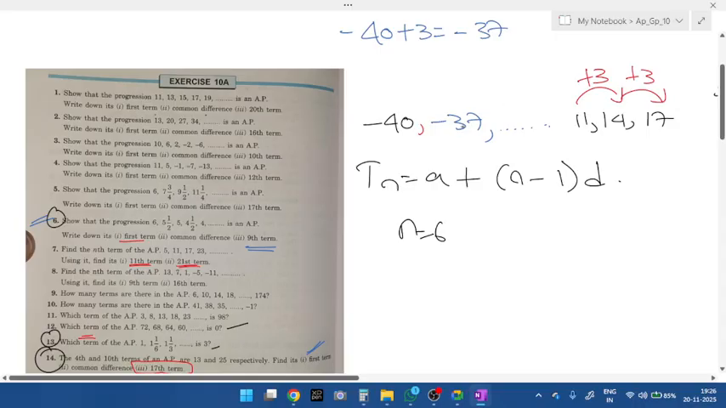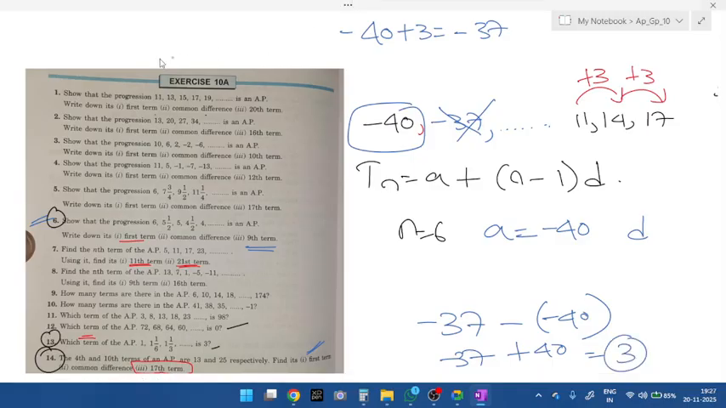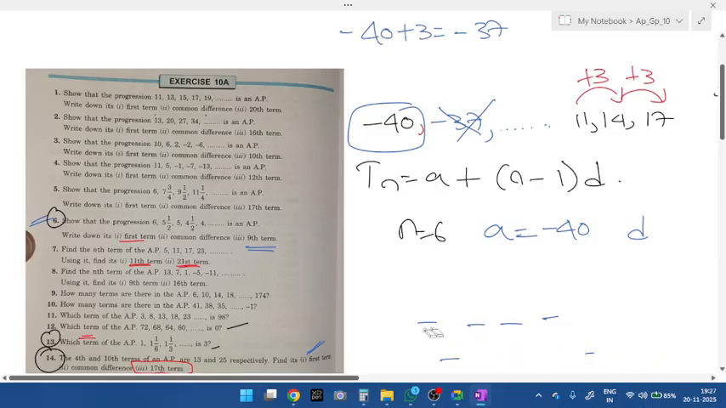This is how the numbers go. Minus 37 is not that important, just to show you all. Just ignore this. N is equal to 6. What's the A value? Do we need to take 17 or minus 40? A is equal to minus 40. Now what is the difference, students? Tell me the difference. Minus 37 minus of minus 40. Minus into minus is plus. What's the difference we are getting here? 3. Even if there is confusion here, look at 11 to 14, 3 is increased. 14 to 17, 3 is increased. So it is definitely 3.